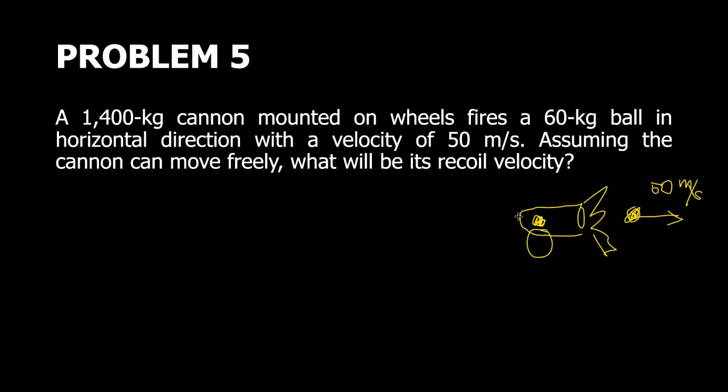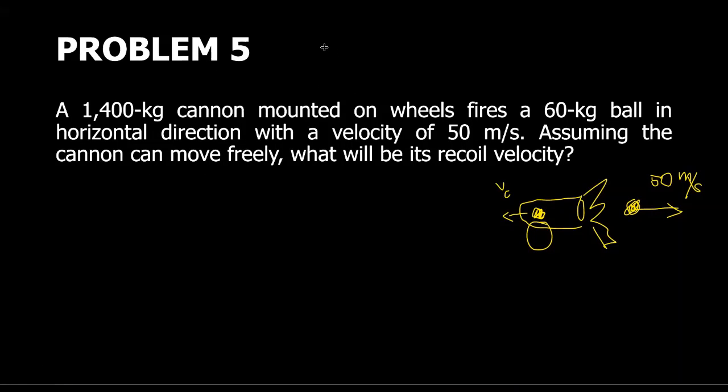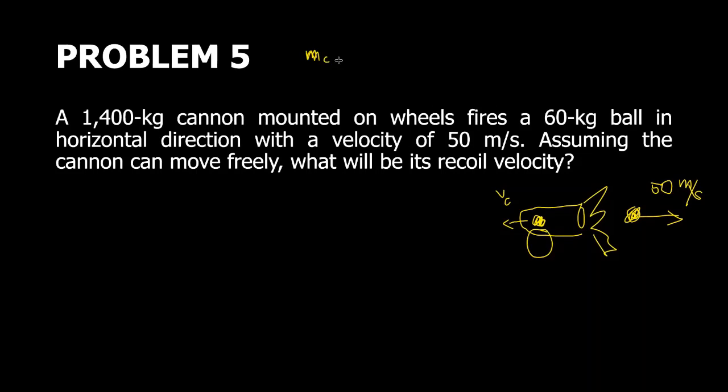Because of the momentum of that, nag-recoil rin ang cannon mo, which has a velocity of v sub c, directed to the other side. C means cannon na. So we are finding v sub c. So ang una natin gagawin is to determine the variables. So meron tayong mass of the cannon, which is 1,400 kilogram. Meron tayong mass ng cannonball, which is 60 kilogram.